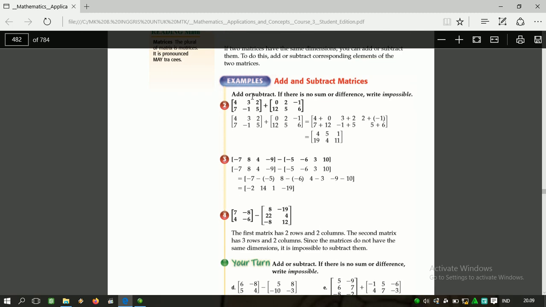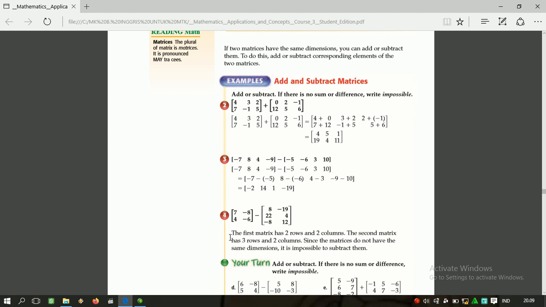This is matrix addition and subtraction, numbers 2, 3, 4. The first matrix has 2 rows and 2 columns. The second matrix has 3 rows and 2 columns. Since the matrices do not have the same dimension, it is impossible to subtract them. Your turn.